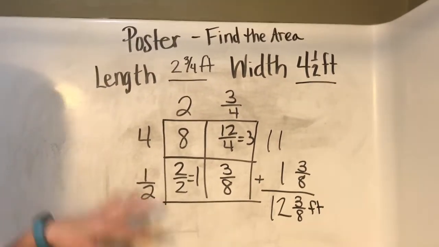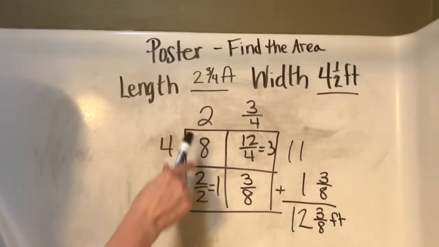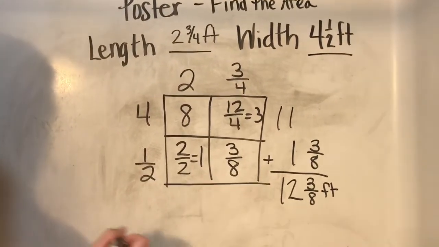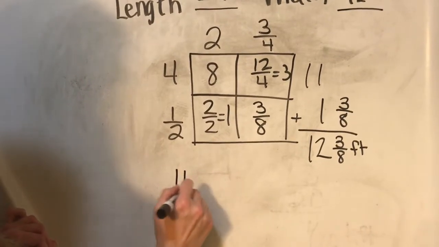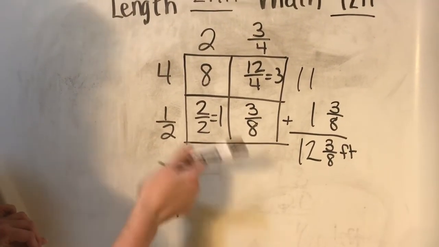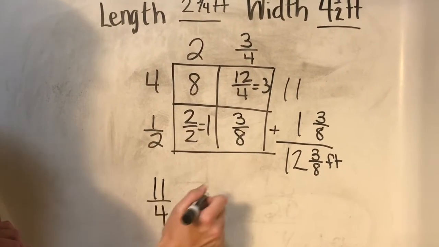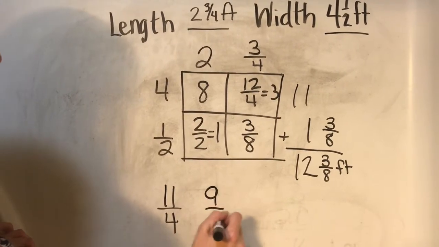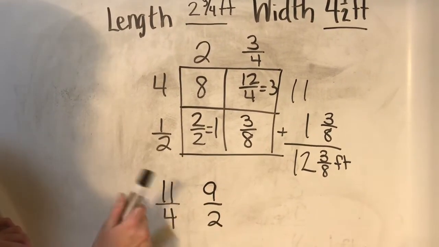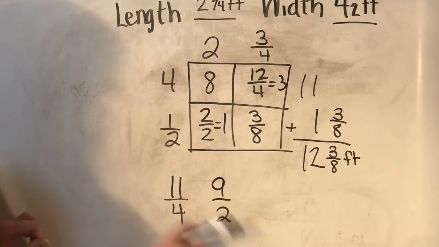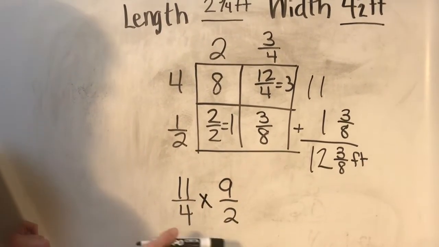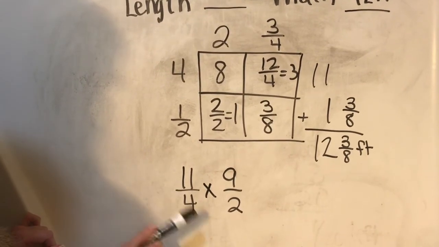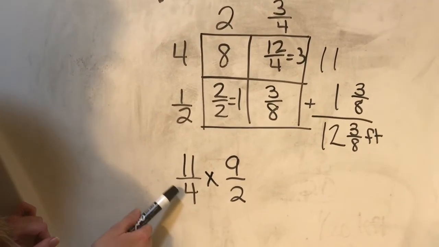Now, the other way that we could have solved this, we could change these mixed numbers into improper fractions. So 2 3/4 would be the same thing as 11/4. And then 4.5 would be the same thing as 9/2. So that's what we need to do if you don't use the area model. You can change them to improper fractions. And then we can look to see if we can simplify first. But we notice that we don't have any common factors.